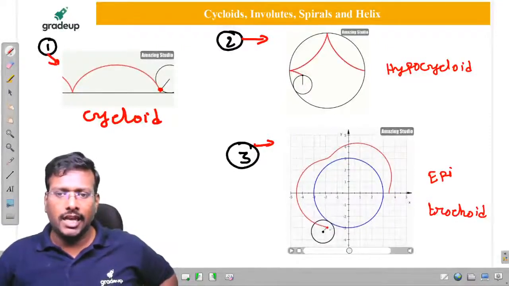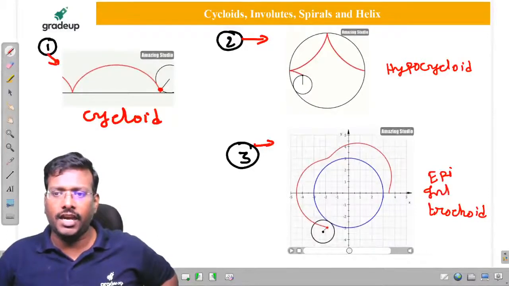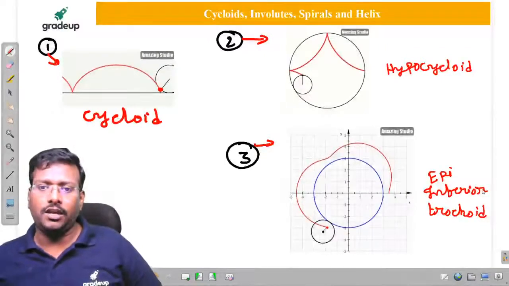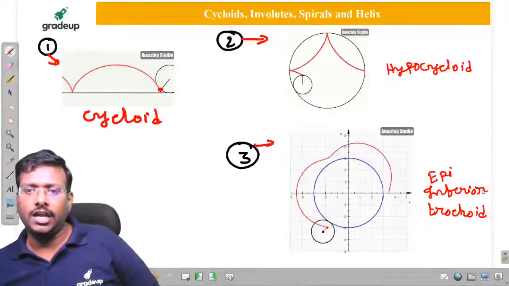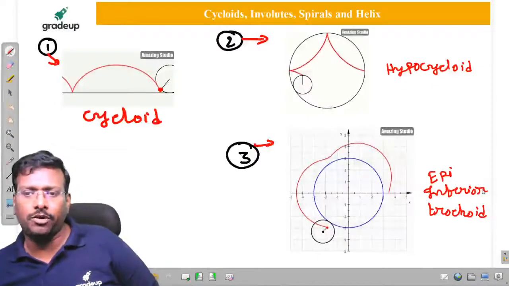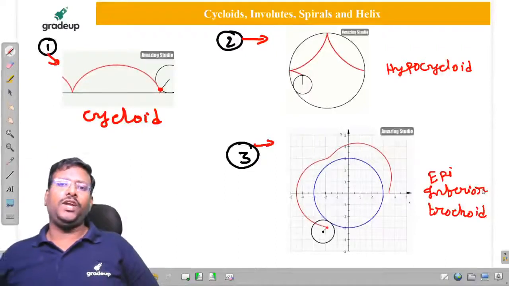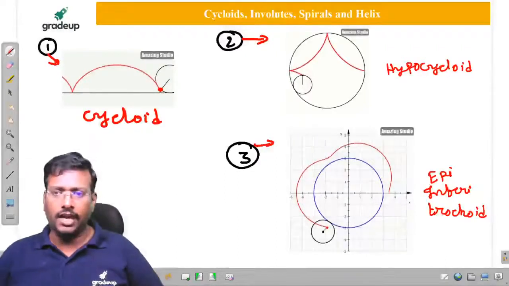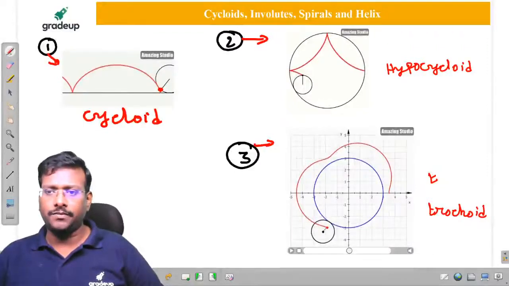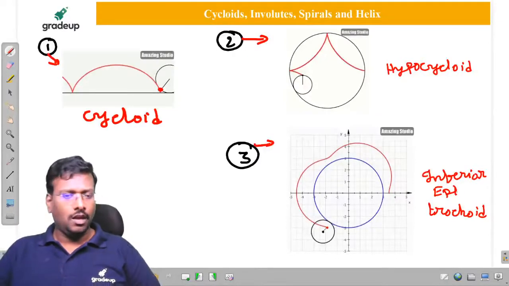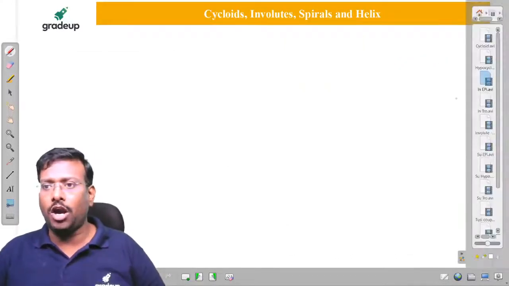But the point is inside, inferior. Inferior epitrochoid. Second one is hypocycloid, correct. Third one is epi, Twinkle, correct. But inferior epitrochoid. Good, nice. Now next one you have to give very quickly.